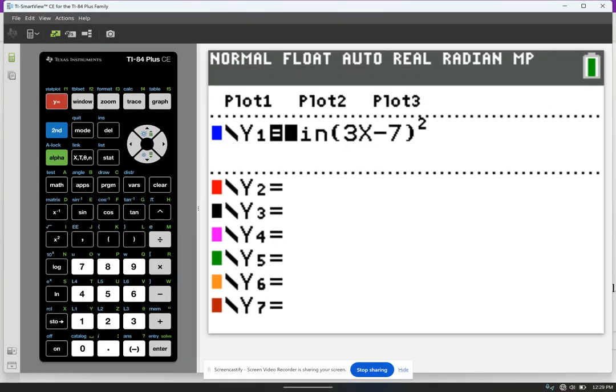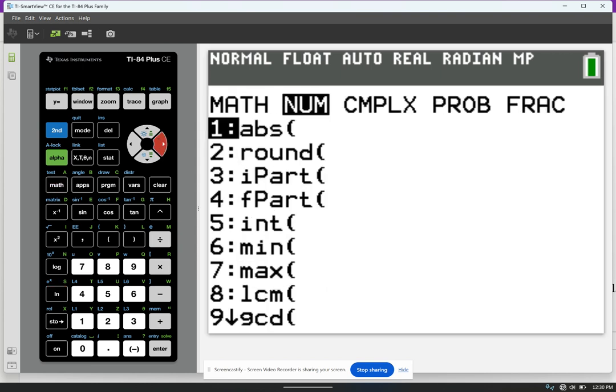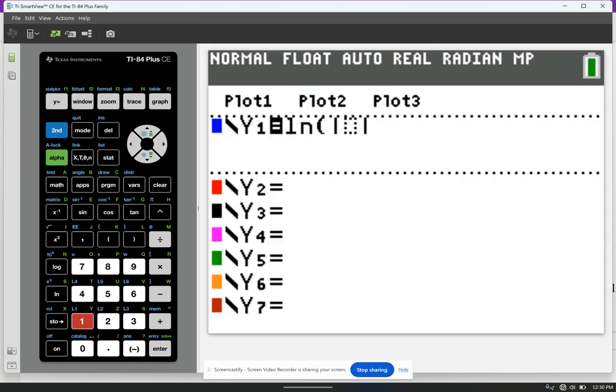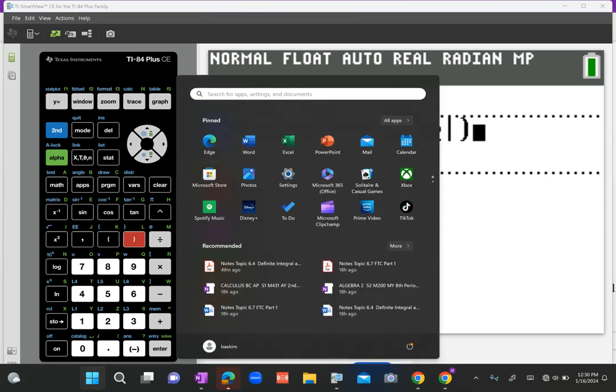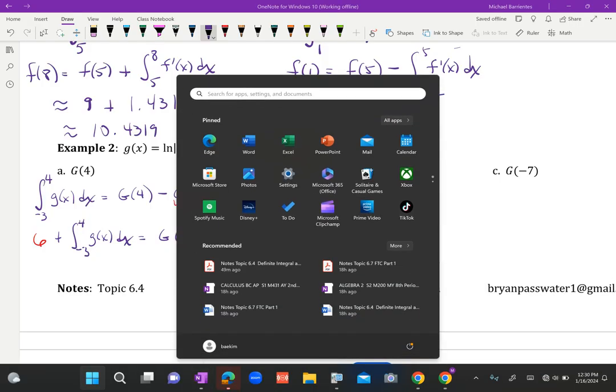So I'm going to go over here. I'm going to go to y equals. I'm going to erase this. I'm going to put the natural log of the absolute value. Absolute value is located in math, and it's a number operation. So we go over to num, and it's the first thing you see there, abs. So it's the natural log of the absolute value of x squared plus 3x plus 2. And then I will close that out. Let me double check that that is the actual equation. X squared plus 3x plus 2. Yes. Natural log of the absolute value of that.